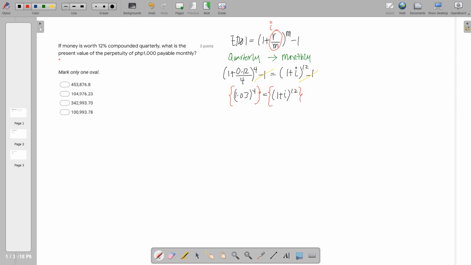So, therefore, what we do is raise both sides of the equation to 1 over 12, so that we can eliminate this exponent. So what happened? We have 1.03 raised to 4 over 12, equal to 1 plus I. So I here can be readily computed, and the value is 0.0099. If it is a percent, just multiply it by 100.